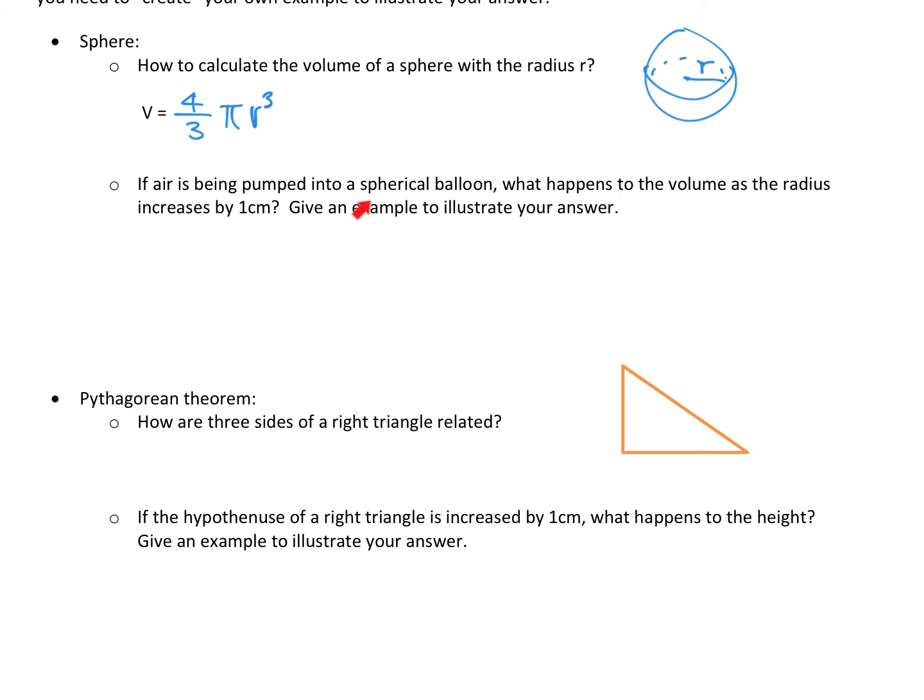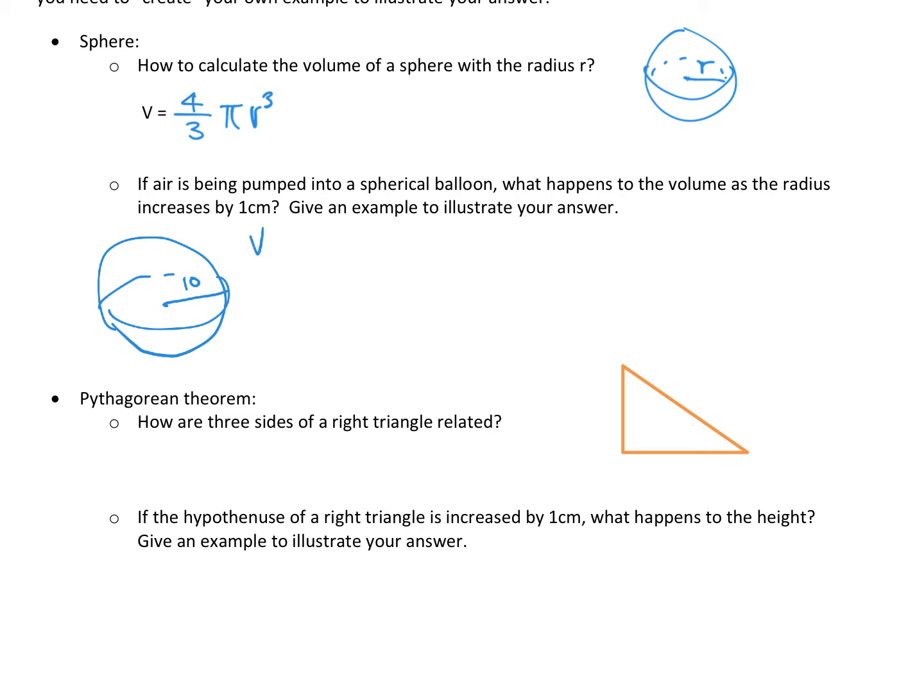So this is a very typical situation. Let's just make something up. It says give an example to illustrate your answer. So basically we'll create our own example. Let's say you have a radius of 10. I just made it up, right? Why 10? Just because, why not?